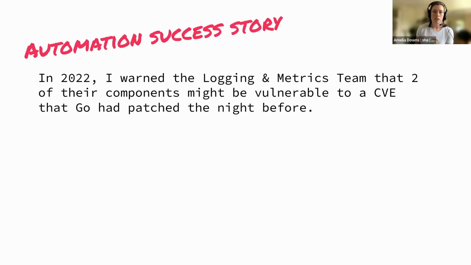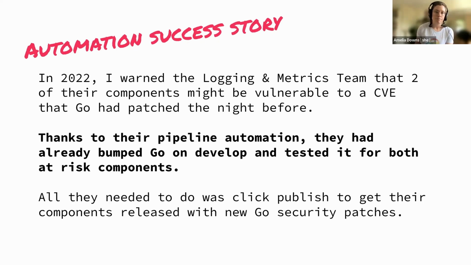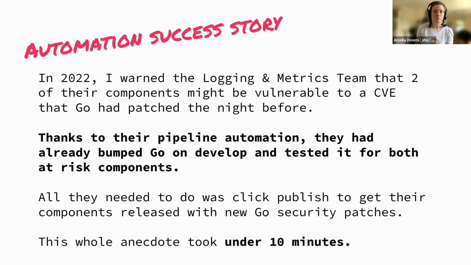I also wanted to share another success story around this automation. In 2022, I warned the logging and metrics team that 2 of their components might be vulnerable to a CVE that Go had patched the night before. Thanks to their pipeline automation, they'd already bumped Go on develop and had already tested it for both of their at-risk components. All they needed to do was click publish to get their components released with new Go security patches. This whole story and encounter took less than 10 minutes, which is awesome that we can get fixes out so quickly.